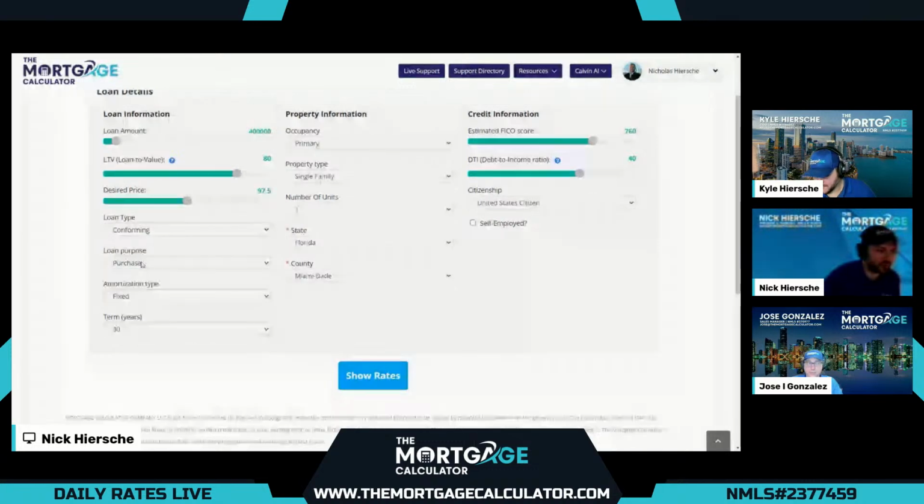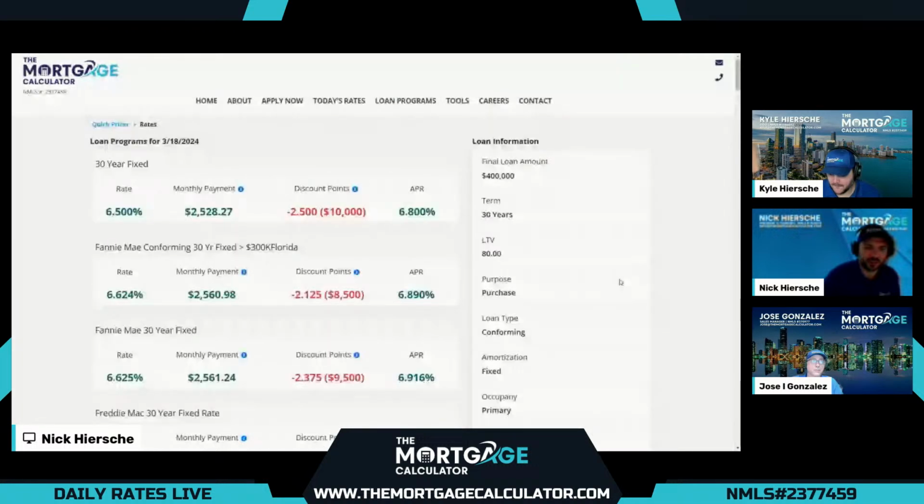We'll start with conforming conventional, purchase, 30-year fixed loan, single family home, 1 unit, state of Florida, county of Miami-Dade. And for all the demos, we use an estimated credit score of 760 and an estimated debt to income of 40. So let's see what the markets are looking like.